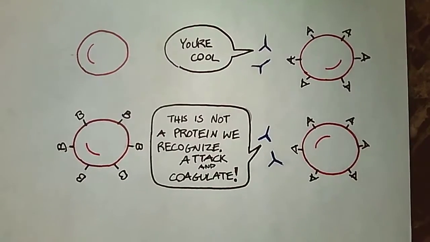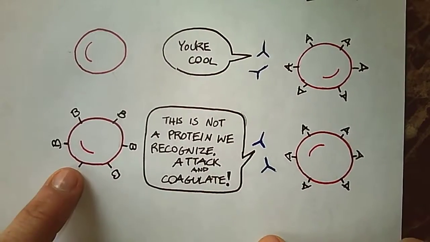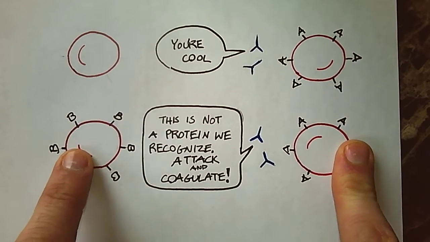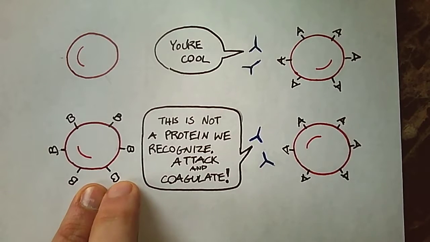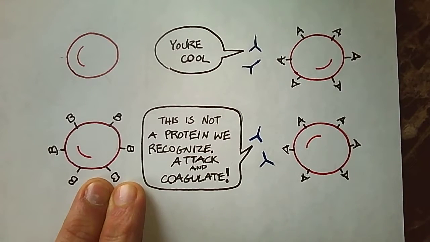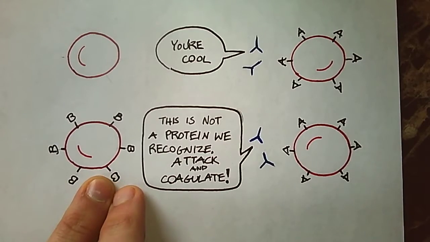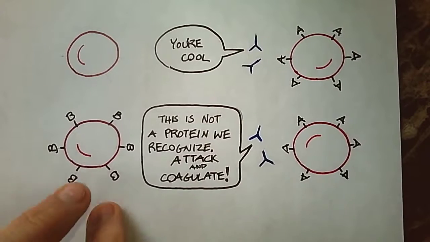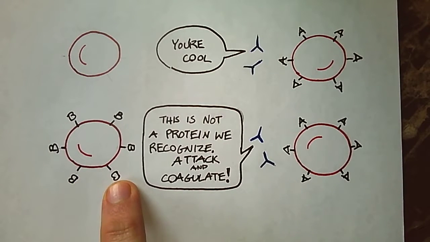Now let's say we have type B blood to donate to type A. Well, now we have these type B cells in the bloodstream. These antibodies are going to run into the type B proteins, and they're going to recognize it as something that's not supposed to be in the body, right? They're going to attack this cell, and the blood's going to start to coagulate and clump together, and that person could die from that blood transfusion.